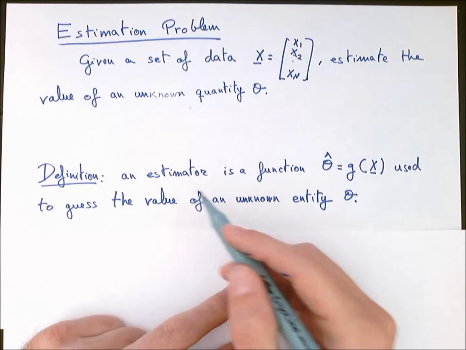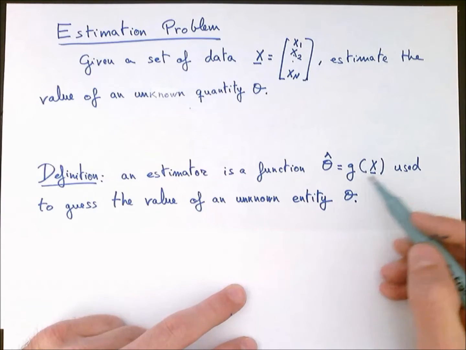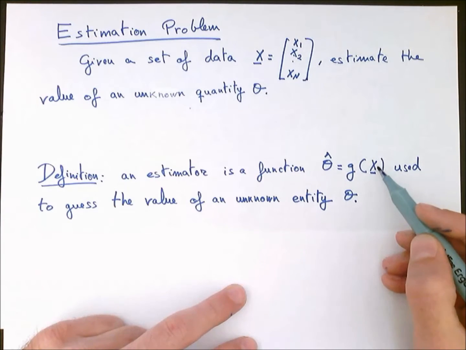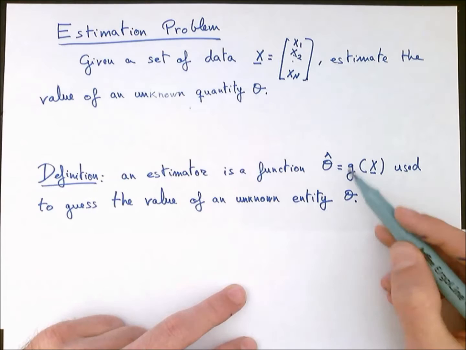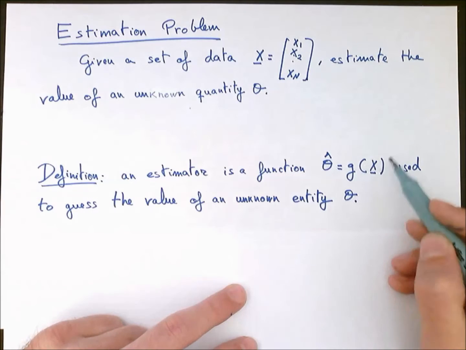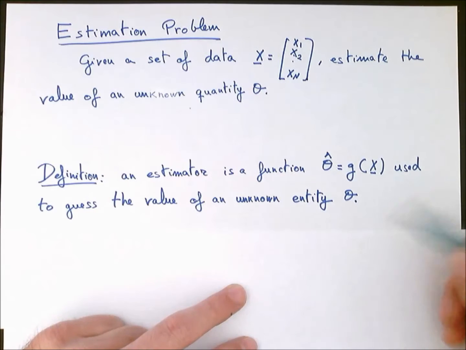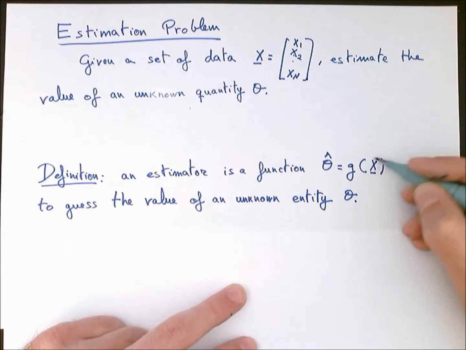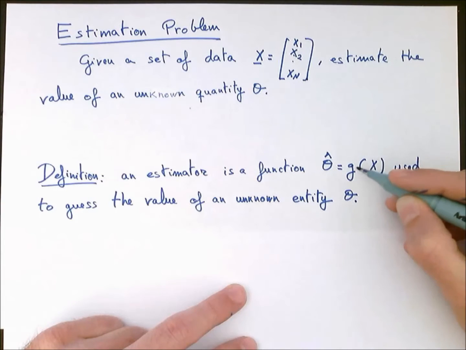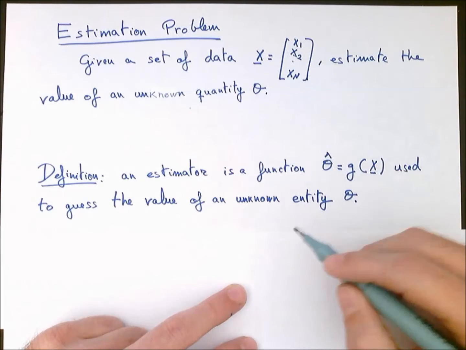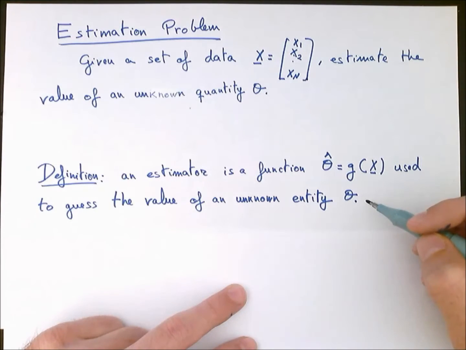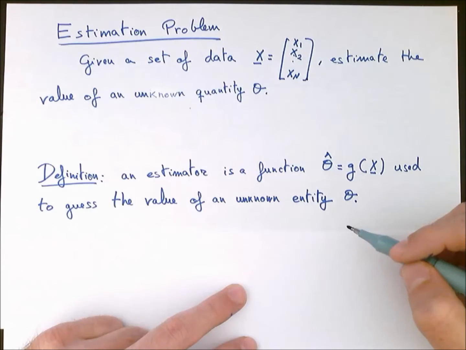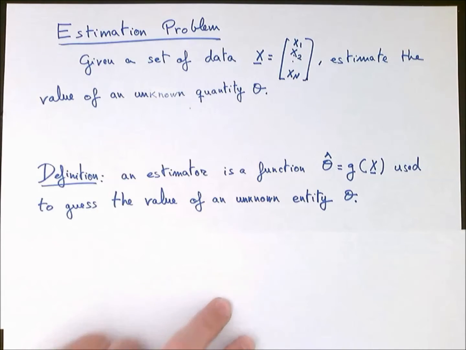Now, an estimator is nothing more than a function of the available data, which is used to guess the value of the unknown quantity. We call the function g the estimator, and for any realization of the data x that we input to the function, we get out an estimate of the unknown quantity, which is the output of the estimator function given the realization of the observed data. Let us now see an example of an estimation problem that occurs in radar theory.